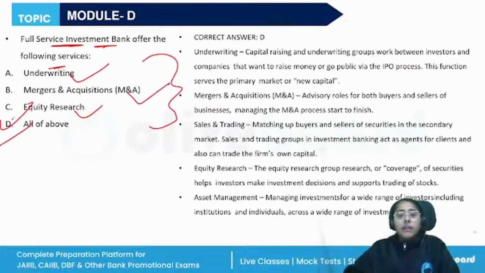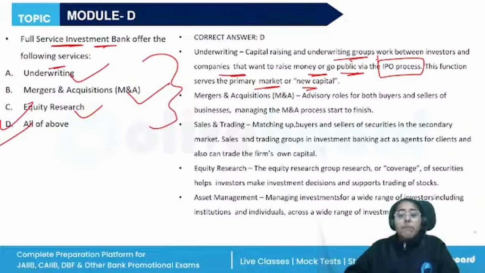All of the above. Underwriting means capital raising, and underwriting groups work between investors and companies who want to raise money or go public via the initial public offering process. This serves the primary market, or the new capital. Mergers and acquisitions between two firms involve advisory roles for both buyers and sellers of the business.